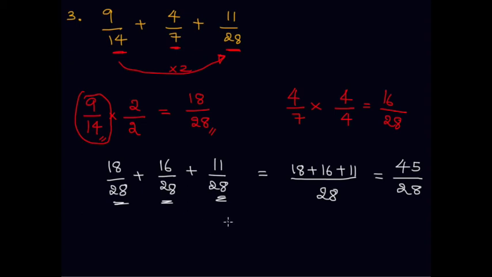This is by using a method of making the denominators the same. If you want, you could do LCM here, which in this case is 28, and follow the procedures as shown in the second problem to get the final answer as 45 by 28. I think this works much better. It's much faster also. So this is how you would do addition of fractions.